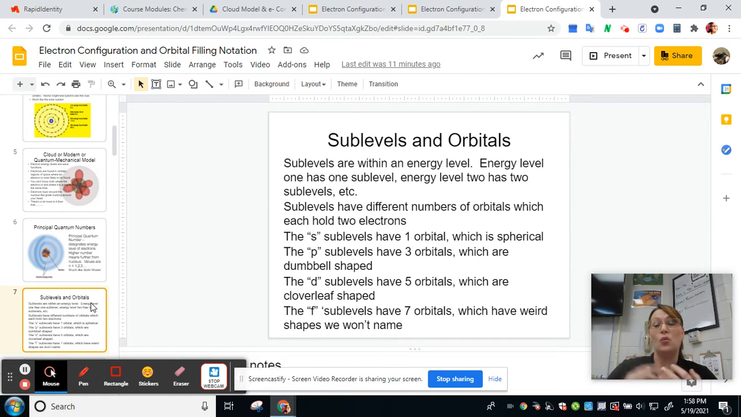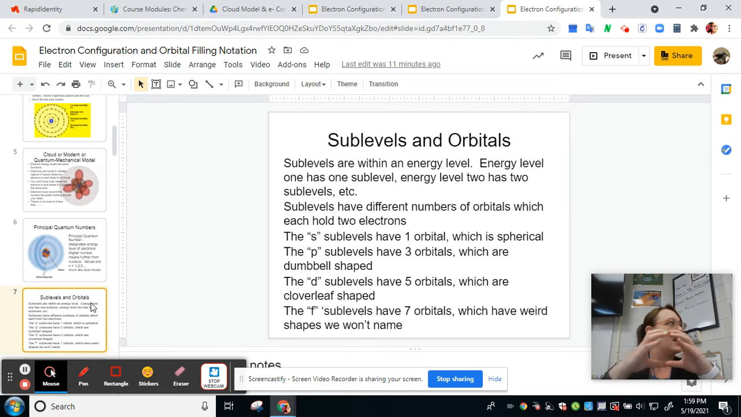Within the energy level, there are sublevels. Energy level 1, principal quantum number 1, has 1 sublevel. Energy level 2 has 2 sublevels. Energy level 3 has 3 sublevels. Energy level 4 has 4 sublevels. And the sublevels consist of orbitals, these clouds, and these clouds have specific shapes.